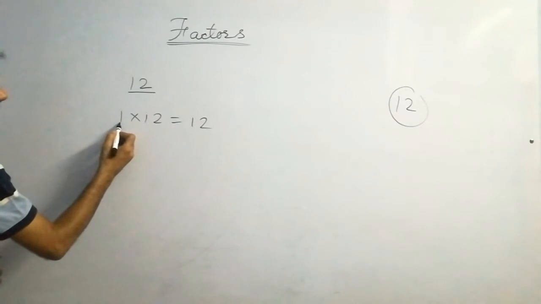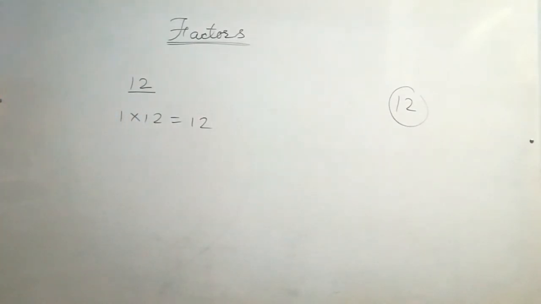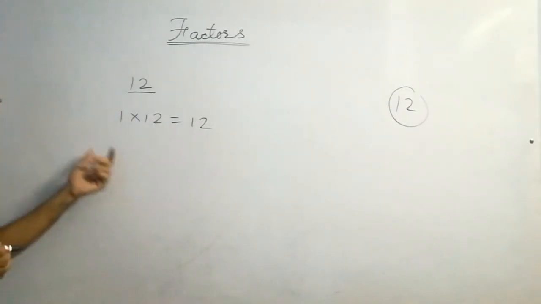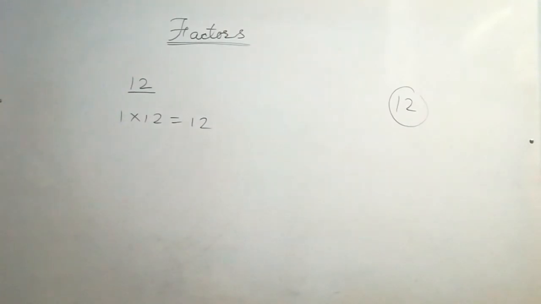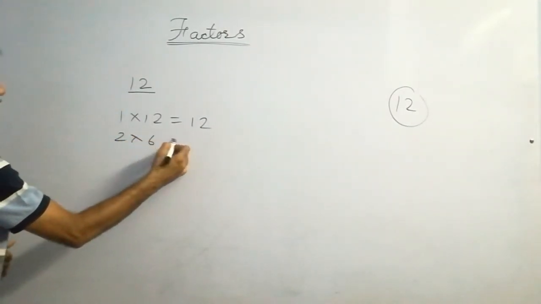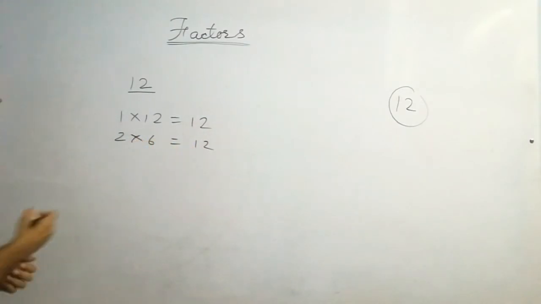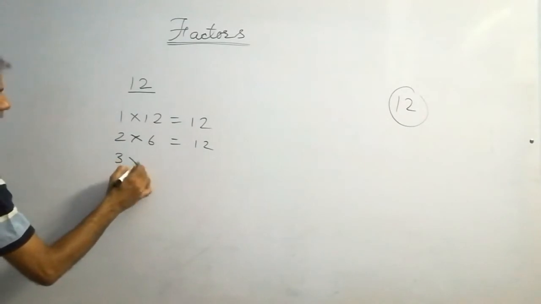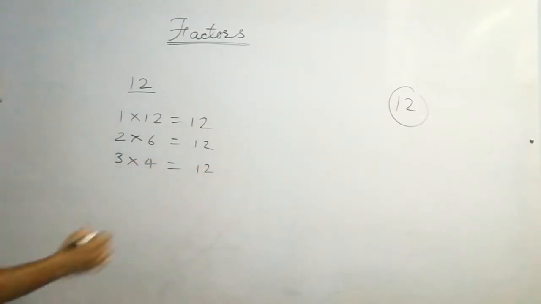Then think after 1 the number is 2. So आपको 1 के बाद 2 कंसिडर करना है. क्या 2 के टेबल में 12 आपको मिलता है? Yes, 2 6 are 12 आपको मिलता है. Alright, then after 2 we have 3. You know that 3 4 are 12.